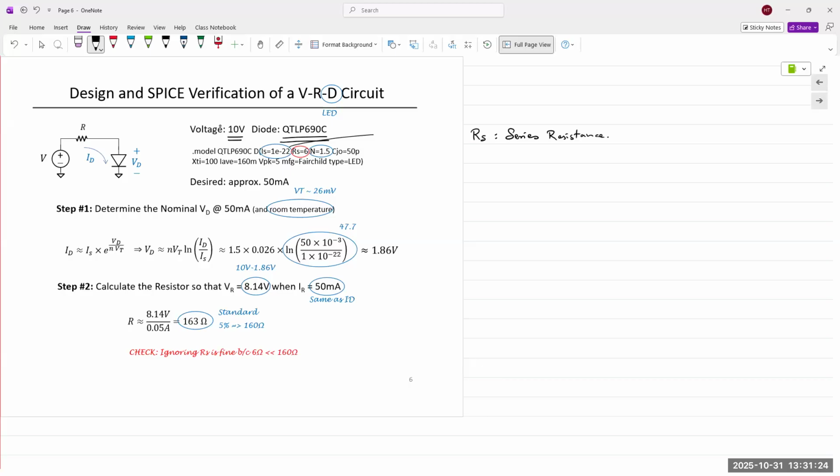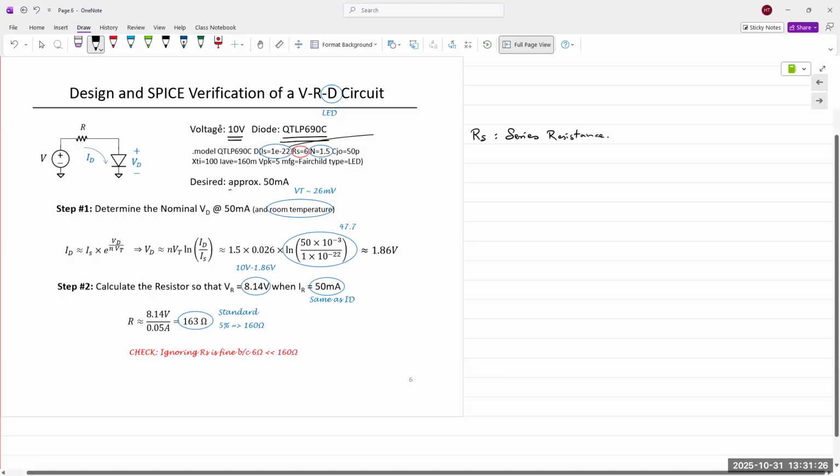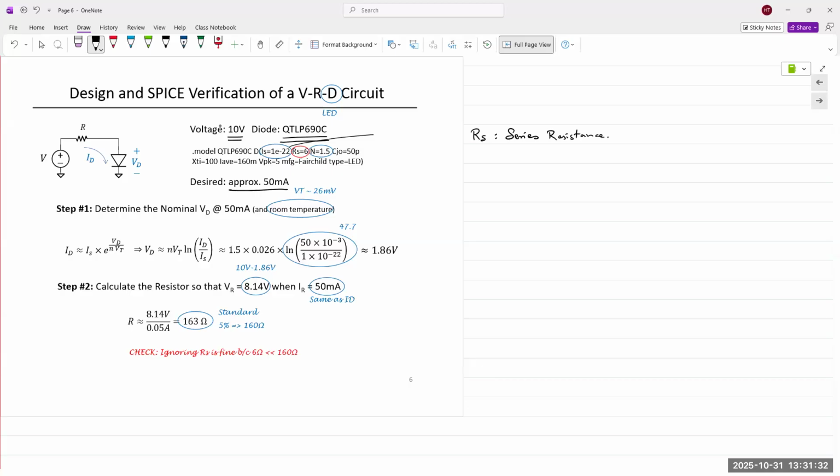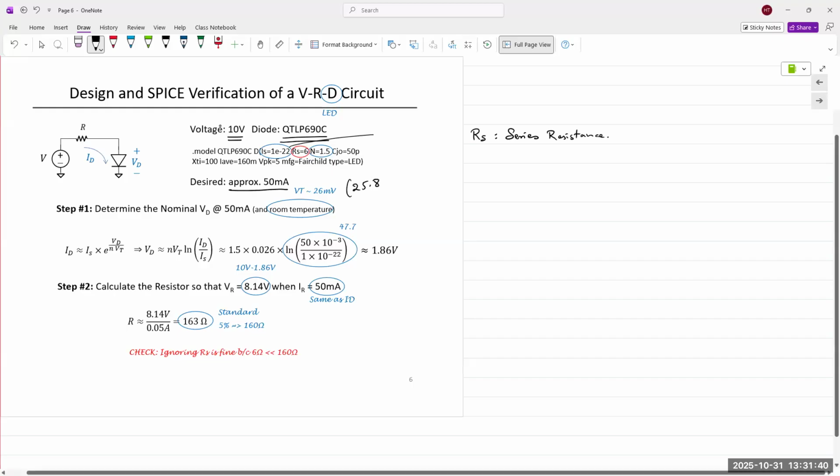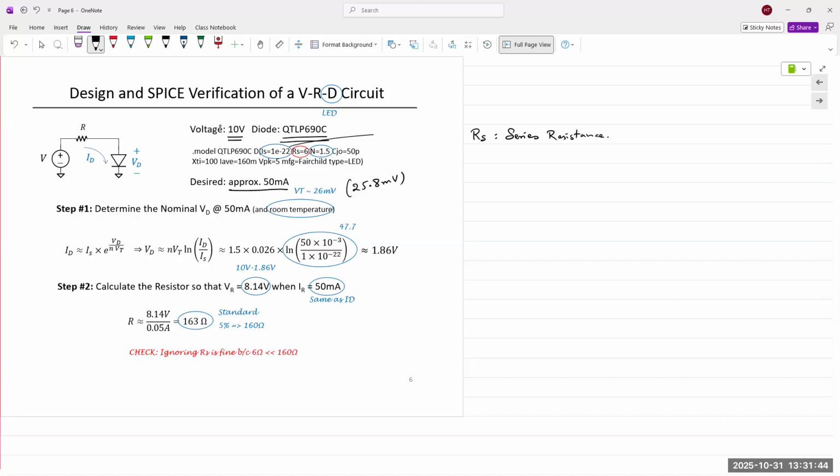All right. So what is desired is that we want to keep the diode current to approximately 50 milliamps. Assume that the room temperature gives us a thermal voltage of 26 millivolts. Typically it is about 25.8 millivolts at 27 degrees C. Room temperature means different numbers at different places, right?